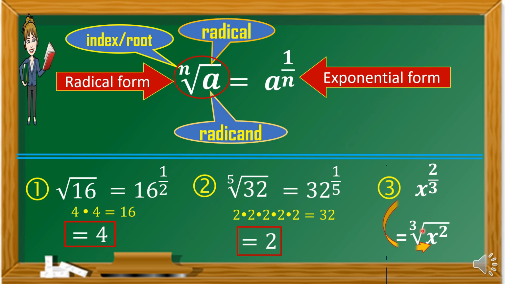So again, how did this happen? We just remember that the base in the exponential form becomes the radicand in radical form. Next, our exponent 2 becomes the power of the radicand. And then our exponent 3, which is the denominator, becomes the index in the radical form. Gets po? So, sana nasusundan. This is easy. We are just going step by step, recalling the previous topic. Okay?